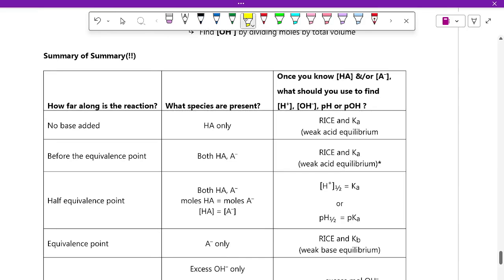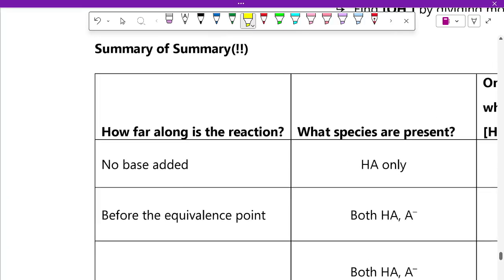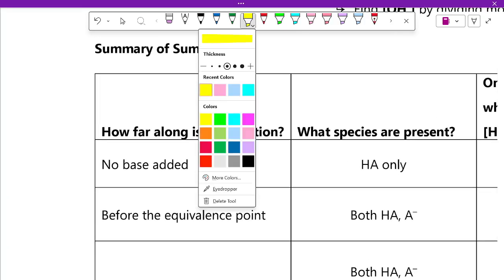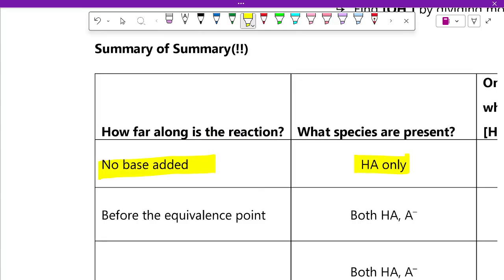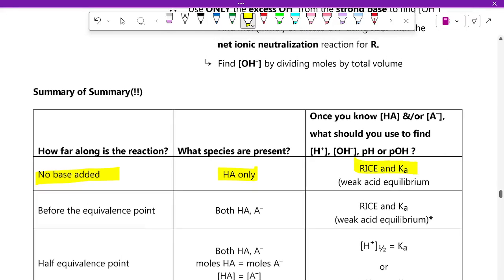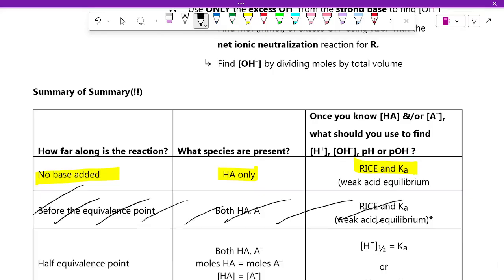How far along is the reaction? If there is no base added, you have HA only, what tools are you going to use to find the pH? RICE and Ka. Before the equivalence point, remember, we're going to ignore this because we're not AP. Okay, bye-bye.